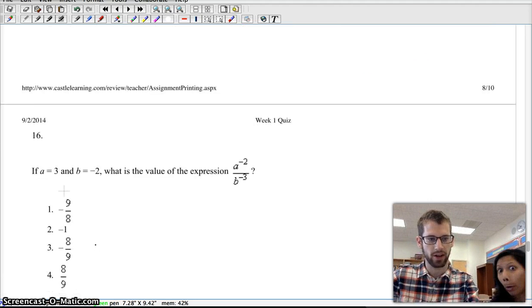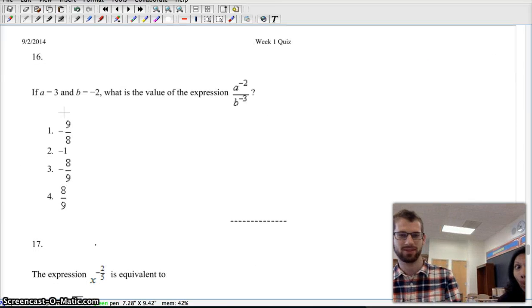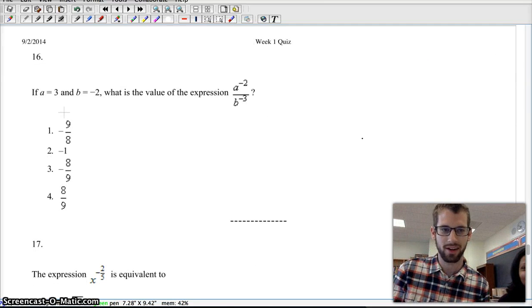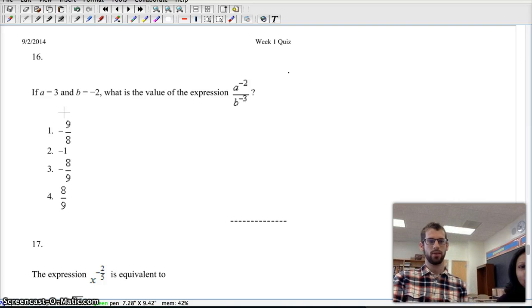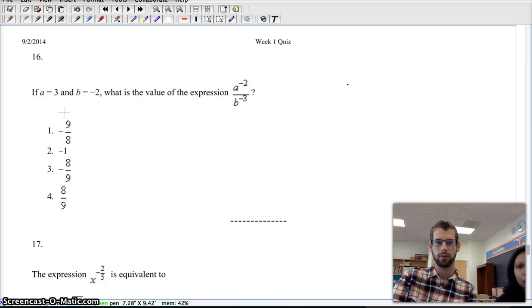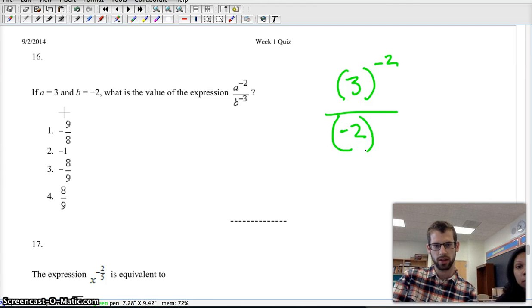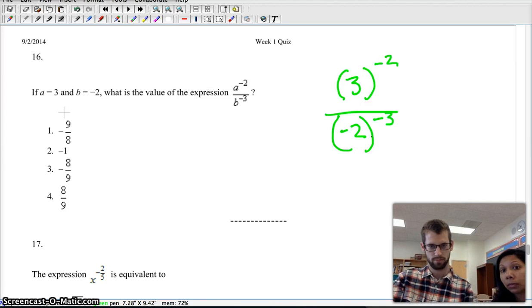Alright, almost there, guys. Number 16. A is equal to 3, B is equal to -2, and it's asking us the value of this expression right here. First thing we're going to do is plug in for A and B. So we've got 3 to the -2 over... use parentheses... (-2) to the -3 power. You'll see why later. Parentheses are very important.